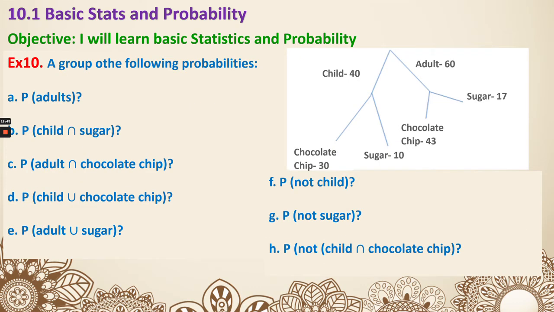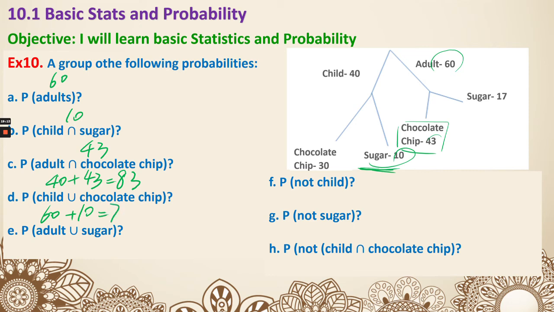Example 10. We also have dealt with all of these numbers, but let's quickly recap again. Adult, that's 60 right here. Child and sugar, that's 10, this number. Adult and chocolate chip, that's this number, 43. Child or chocolate chip, remember child is 40, then we still need to count the other part of the chocolate chip, so plus 43, which is 83. Adult or sugar, adult is 60, then we still need to count the other part of the sugar, which is right here, that's 10, so 70.